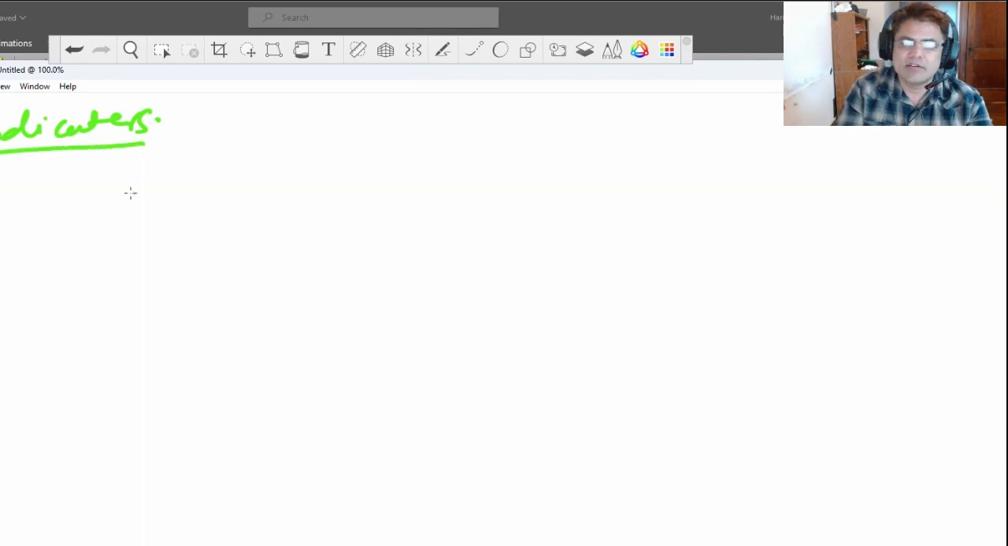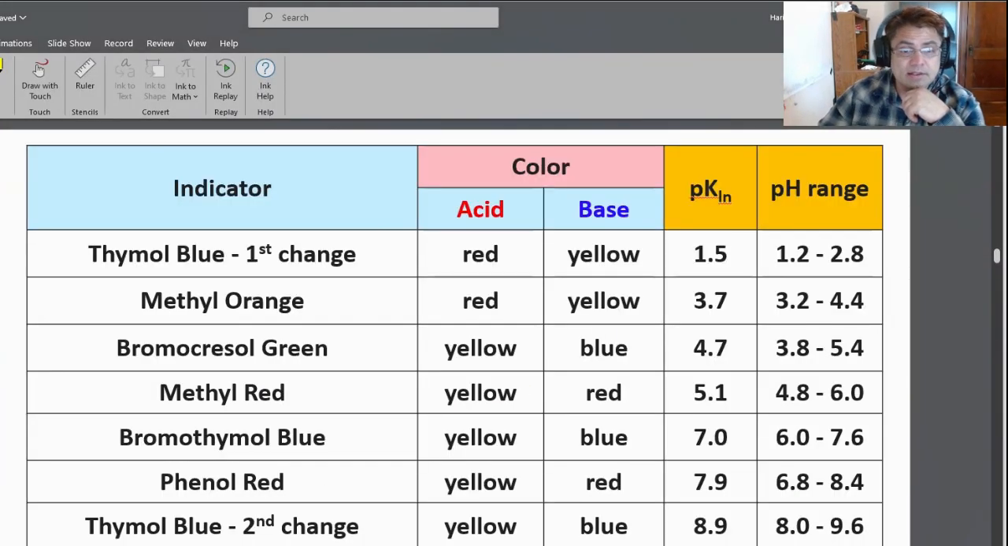We will use indicators, but there are many types of indicators. Now let me show you the list of indicators. This is one indicator, thymol blue first, that shows red color in acid and yellow color in base. Similarly all the others. Bromo methyl red shows yellow color in acid and blue color in base. Similarly phenolphthalein, that is widely used. Phenolphthalein shows colorless, no color in acid, but pink color in base.